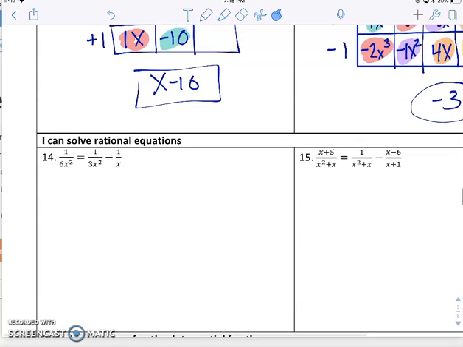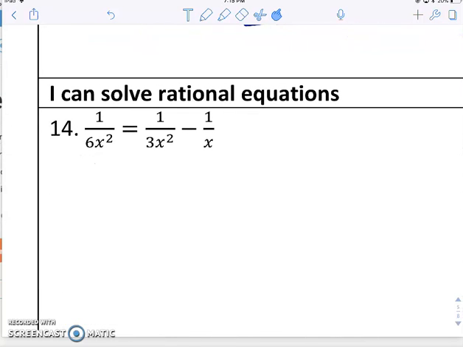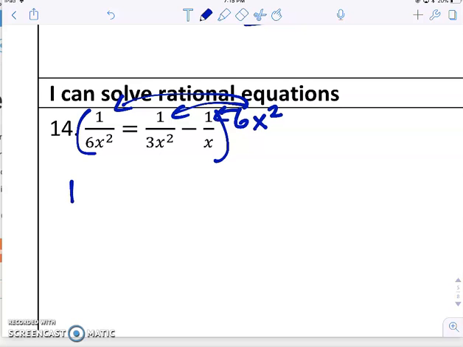Next, solving rational equations. So we have to clear the fractions. I know I need a 6x squared, and that would cover all of this. Because if we multiply that in the top, if you guys remember what we're doing, we're really multiplying this into the numerator.